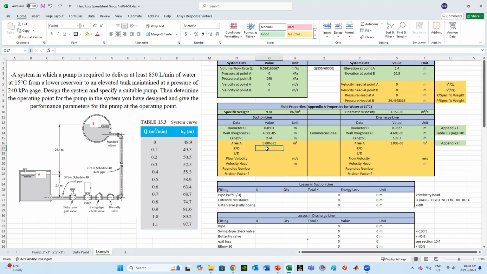Now, E over D is a ratio, so we are supposed to divide. It will be equals E, wall roughness, divided by D. Sorry, E over D. So I made a mistake. E over D equals E wall roughness divided by D.